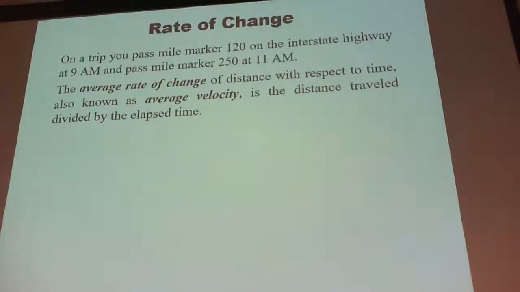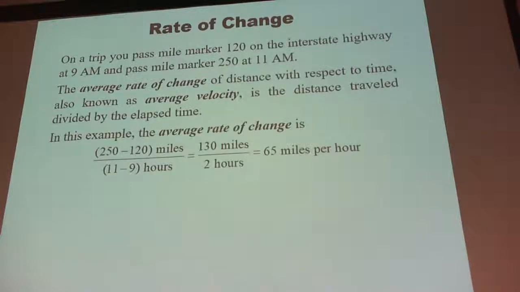So on a trip, you pass a mile marker 120 on the interstate highway at 9 a.m. and pass a mile marker of 250 at 11 a.m. The average rate of change of distance with respect to time, also known as average velocity, is the distance traveled divided by the elapsed time. So if I wanted to find the average rate of change, I would take the difference in the miles over the difference in the hours, and that would give me the average rate of change.